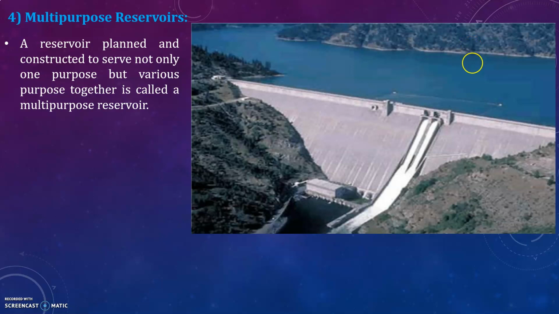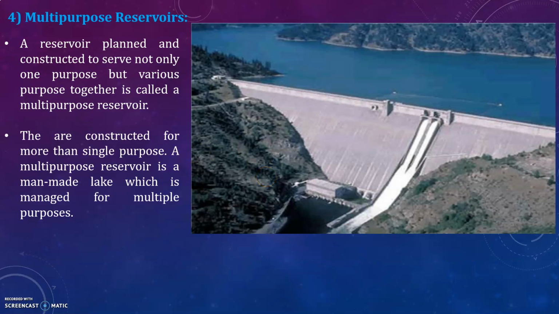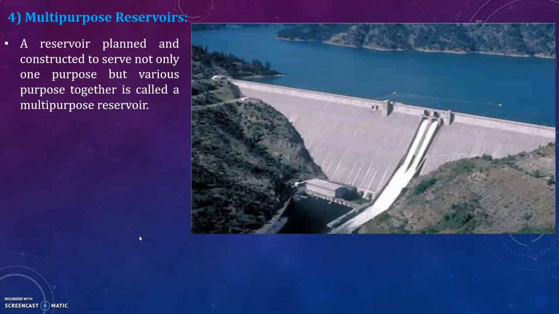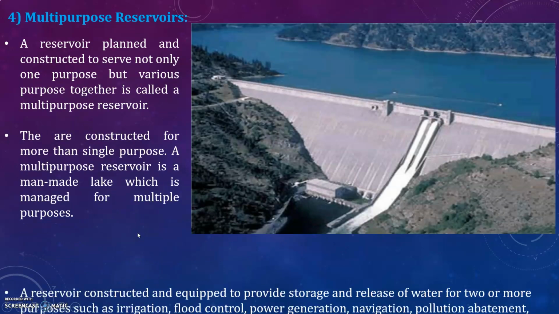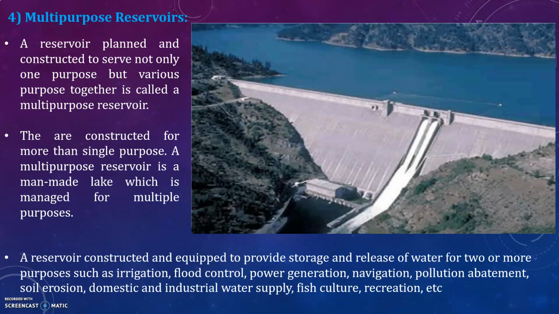Last one is the multipurpose reservoirs. As the name itself indicates, it is constructed for multiple purposes. A reservoir planned and constructed to serve not only one purpose but various purposes together is called a multipurpose reservoir. These are constructed for more than a single purpose. A multipurpose reservoir is a man-made lake which is managed for multiple purposes. A reservoir constructed and equipped to provide storage and release of water for two or more purposes such as irrigation, flood control, power generation, navigation, pollution abatement, soil erosion, domestic and industrial water supply, fish culture, recreation, etc.